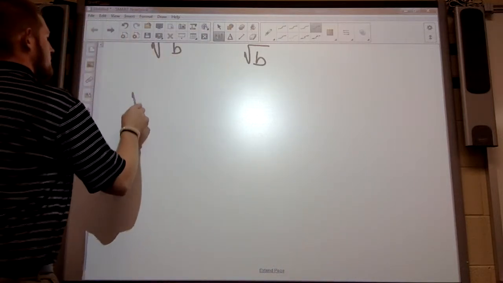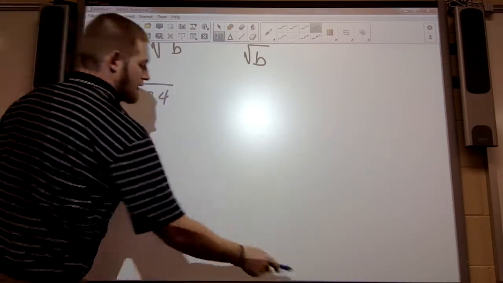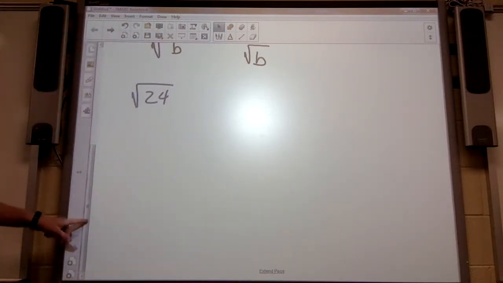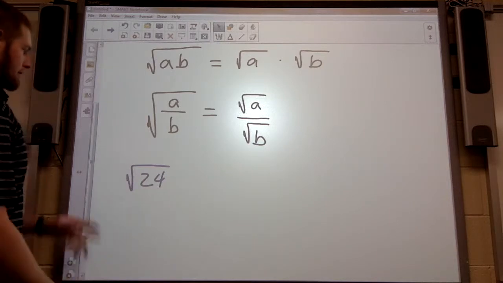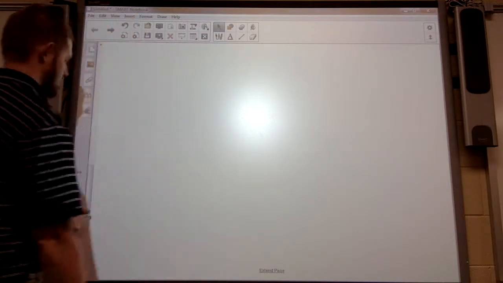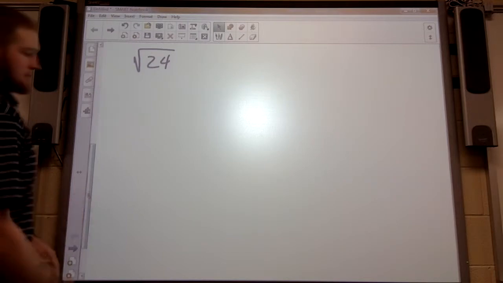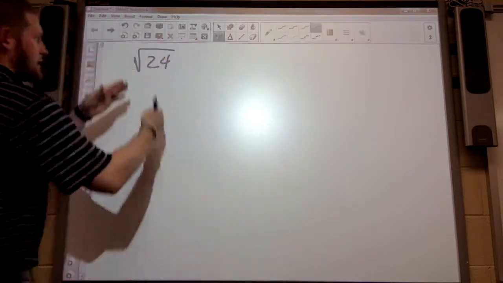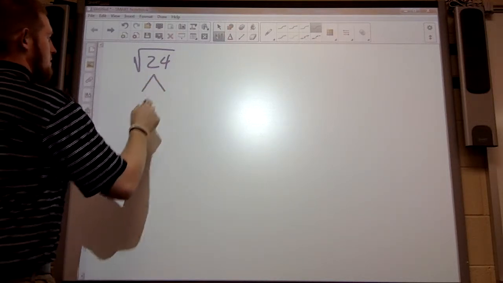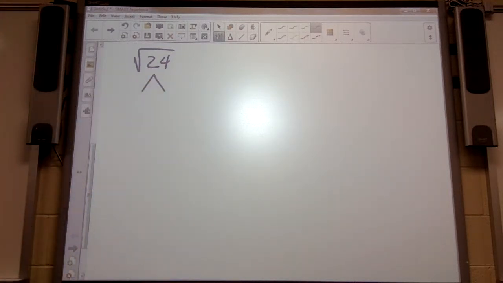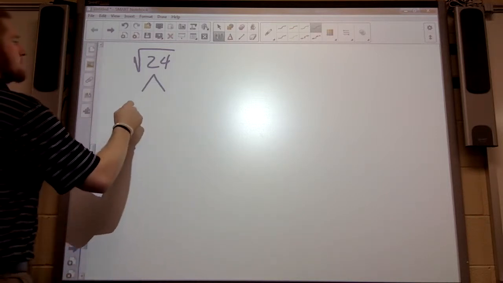First one, I have the square root of 24. Now, it might not look like either of these specifically, but we need to break this down. I know that there's two numbers being multiplied here, and the way I've always showed my classes how to break it down, and I think is the easiest way, is break it down like a factor tree. What multiplies to 24? Well, the most common thing is 6 and 4. There's also 8 and 3. Either of them will work. I'm going to use 6 and 4.